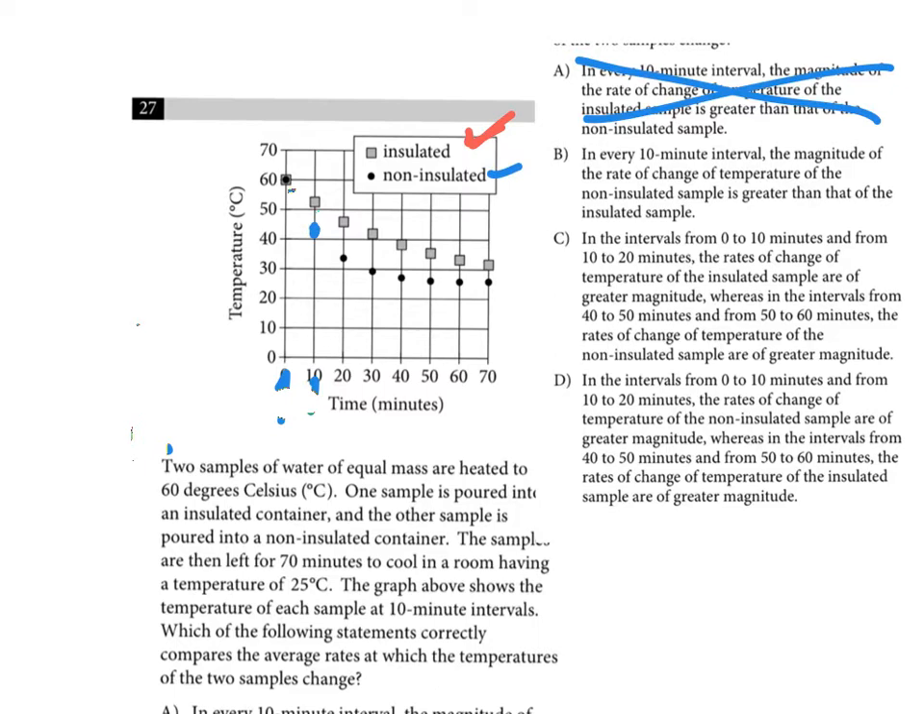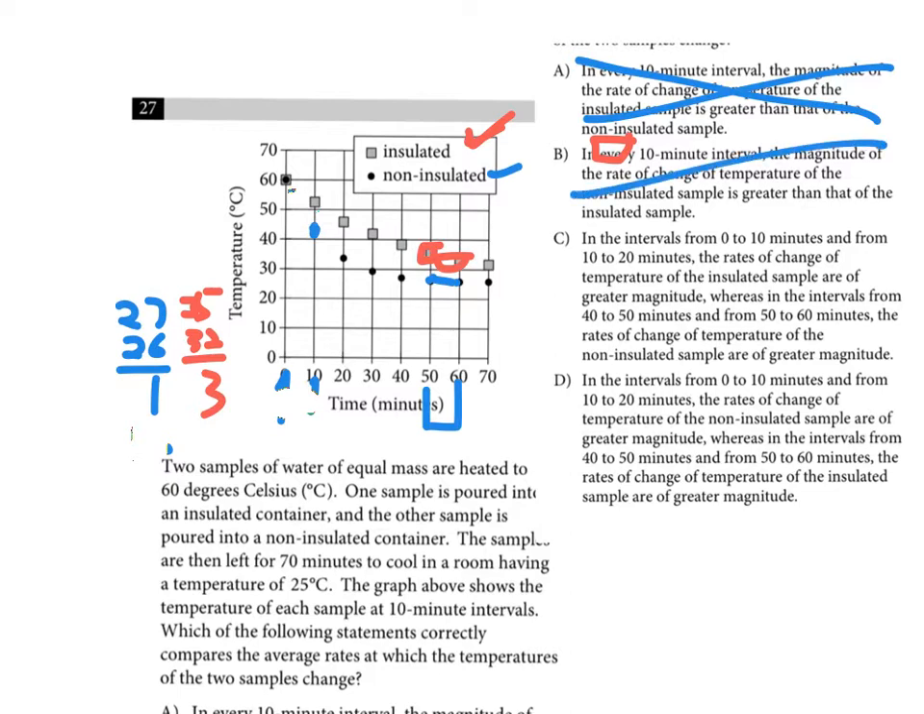Letter B, in every 10-minute interval, again, every being the key word here, the magnitude of the rate of change of the non-insulated is greater than the insulated. Well, let's try to find an example of when that's not true. The non-insulated, if you go from minute 50 to minute 60, goes from about 27, 26 to pretty much the same. Maybe it goes down by 1. But the insulated in that interval looks like it goes from about 35 down to about 32. Now that's close, but that means that it's not true for every 10-minute interval. So letter B is incorrect.